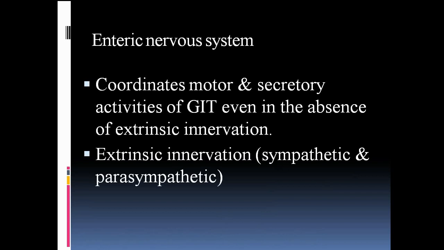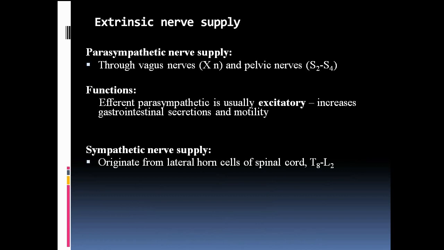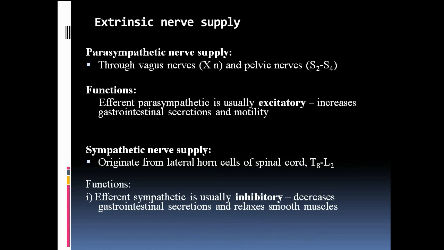The extrinsic innervation consists of sympathetic and parasympathetic parts. The parasympathetic nerve supply occurs via the vagus nerve and pelvic nerves. The efferent parasympathetic is usually excitatory in function, that is, it increases gastrointestinal secretion and motility. The sympathetic originates from the lateral horn cells of the spinal cord, and its function mainly is to decrease gastrointestinal secretion and relax the smooth muscles.